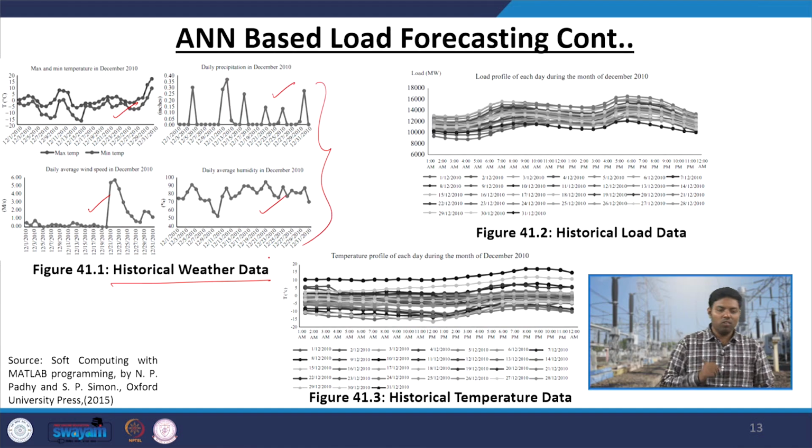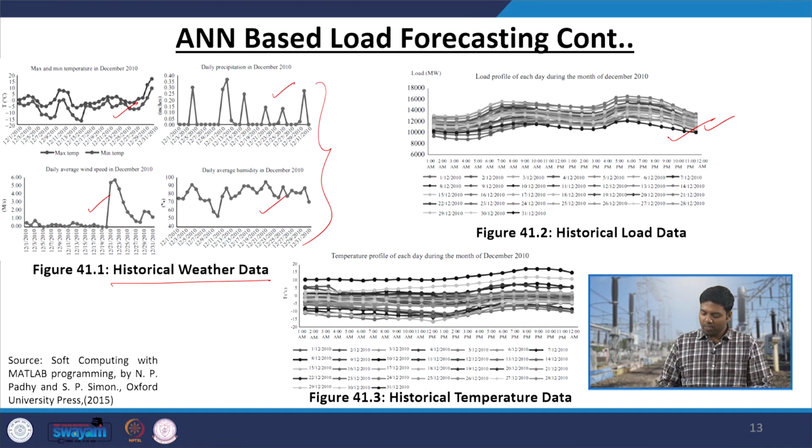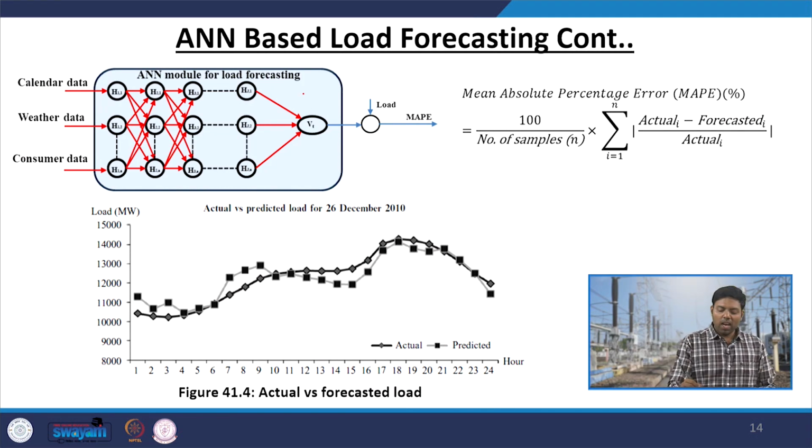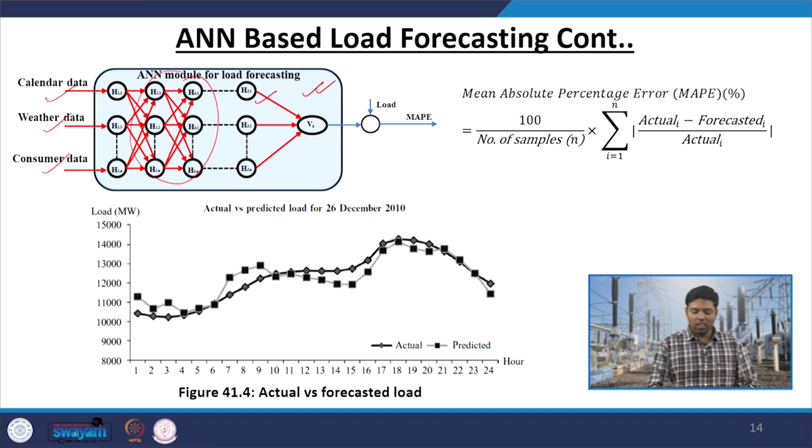This is the historical data you have collected. This is the load profile for the time steps over 1 month, and this is your temperature data for that 1 month. Use that ANN module having 2 hidden layers and one output layer, with calendar data, weather data and consumer data. You fit those data in the ANN module and use the mean absolute percentage error as your loss function. After plotting the predicted values, you can see the actual and the predicted values are close to each other. So, with the ANN you can see that you have predicted properly.